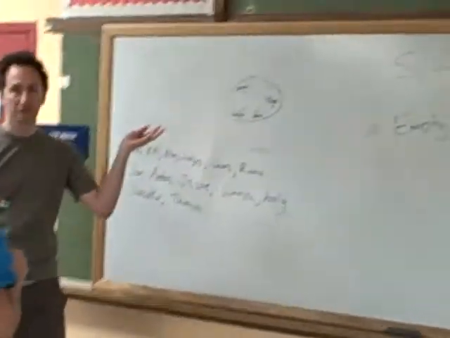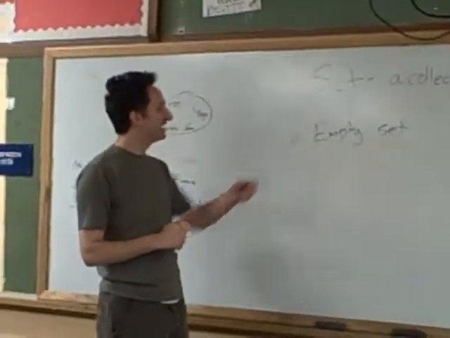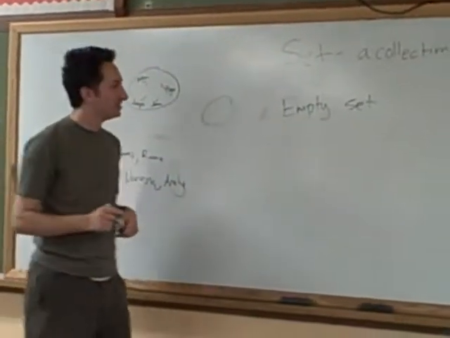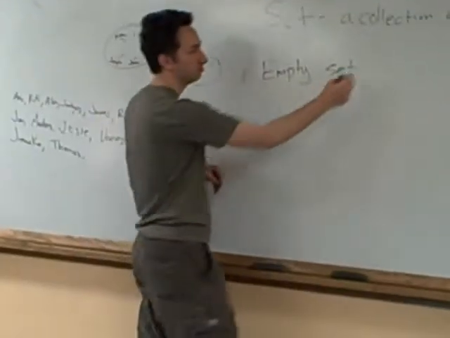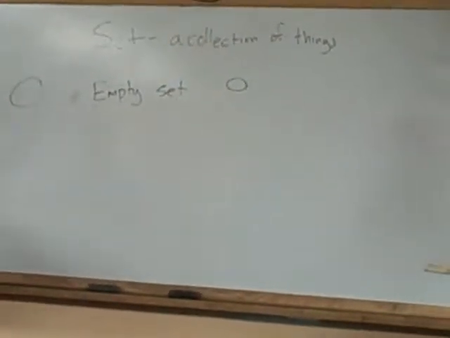So here's the set of people in this room, right? And so the empty set is just a set with nothing in it, right? So let's just call the empty set 0. Okay, we'll just call it that.